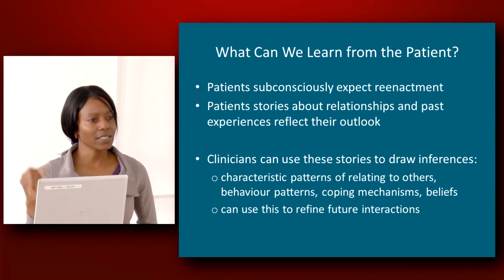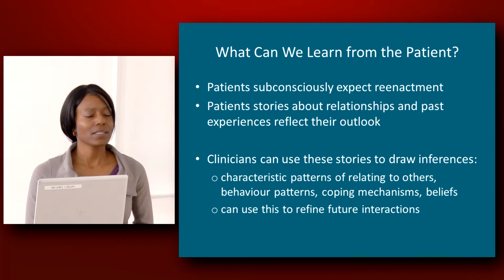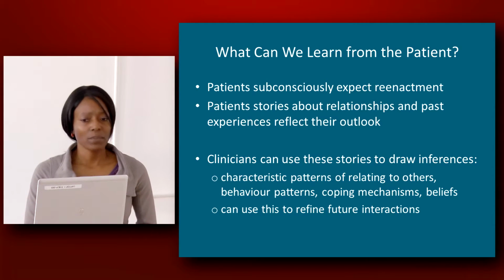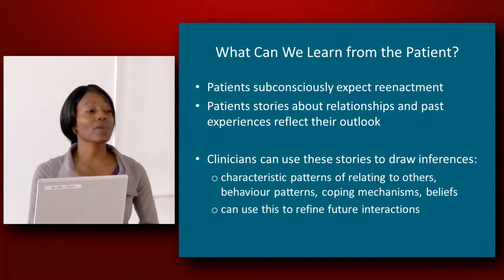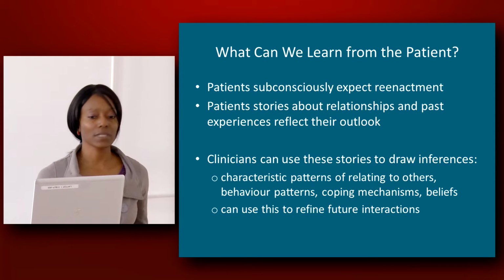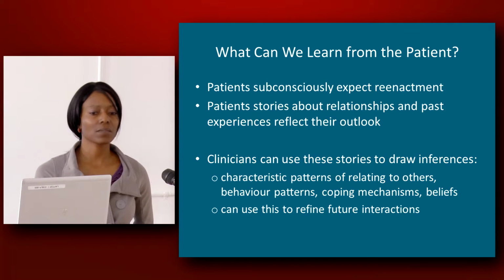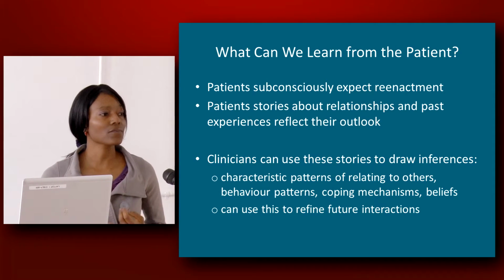But what we can do is listen to their stories about their relationships and their past experiences. It reflects their outlook. So what does it tell us? What are their characteristic patterns of relating to others? What are their characteristic behavior and coping patterns? What are their underlying beliefs? How do they think the world sees them? And how do they feel they need to interact with the world because of the way that the world sees them? So these we can all take and make inferences about, and we can use it to refine our future interactions with the patients, right?